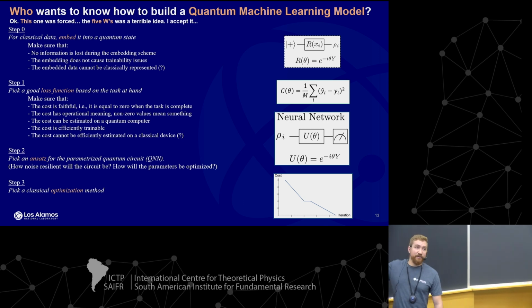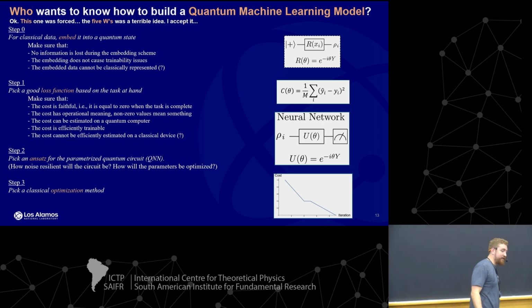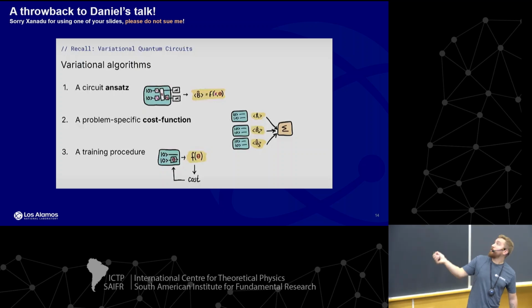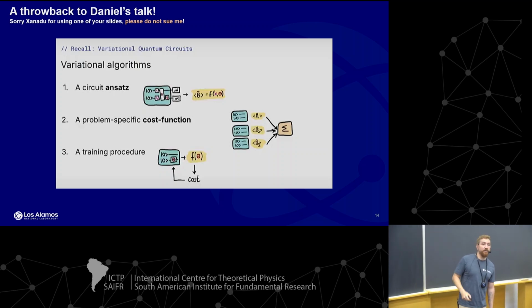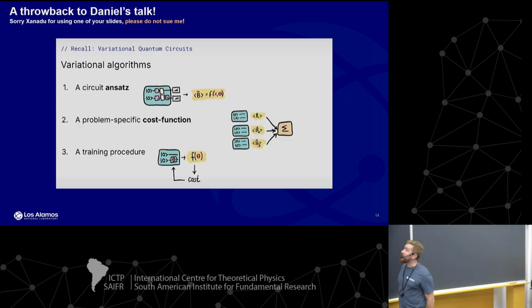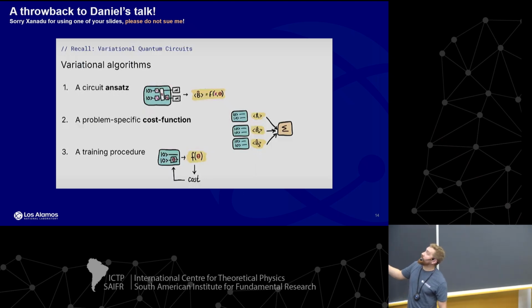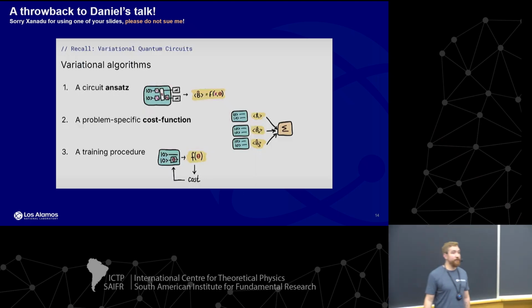Now, this shouldn't be surprising to anyone, and this is why I'm not going to spend too much time here, because this was already in Daniel's talk. Exactly the same series of steps that I've just given you to do the classification of this classical data via machine learning is exactly the same sequence of steps that we've used for VQE.